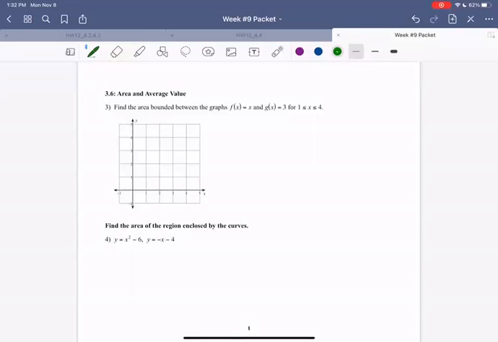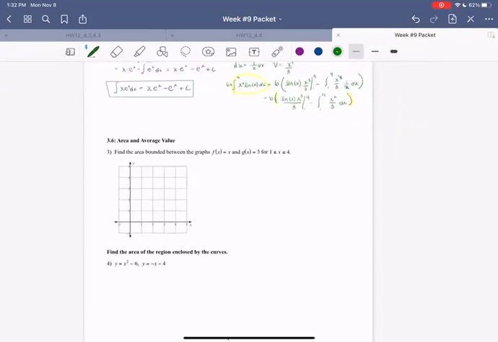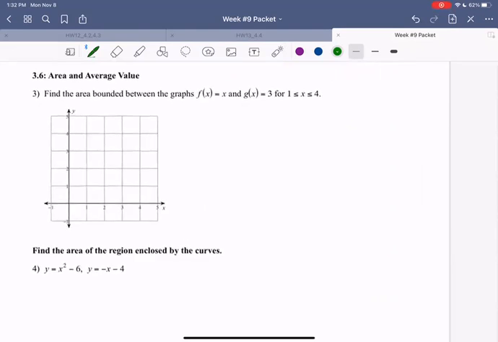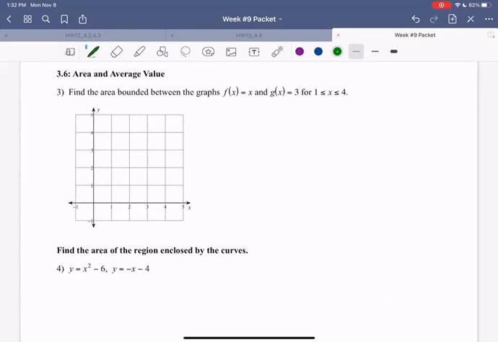Hello, everyone. In this video, we're going to look at the notes and examples from section 3.6. And we're going to be looking at using integrals for computing areas and average values. So we see in this next example, example 3, tells us to find the area bounded between the graphs f of x equals x and g of x equals 3.